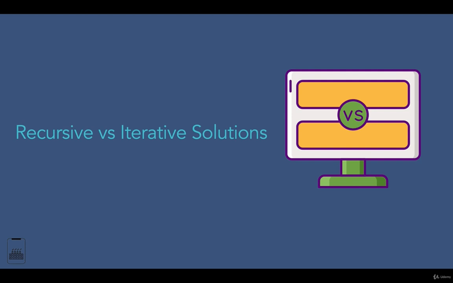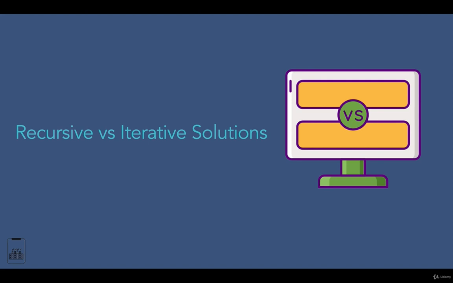Hi there. In the last video we learned how recursion works internally, and we saw what's happening in the stack memory when we call a recursive method. And as you remember, in the introductory lecture of this section, we said that any problem that can be solved using recursion can be solved using iteration. So in this video, we will compare recursion versus iteration.